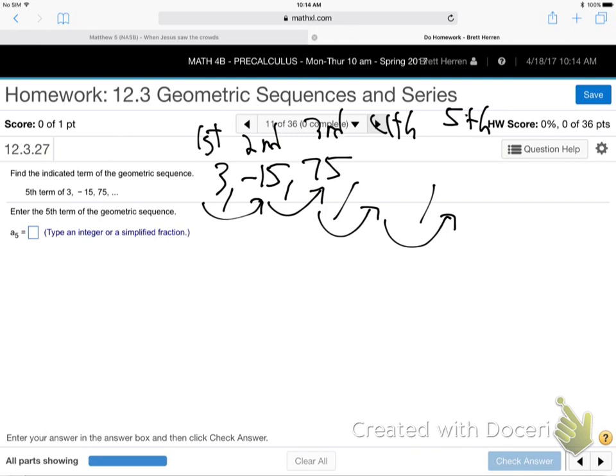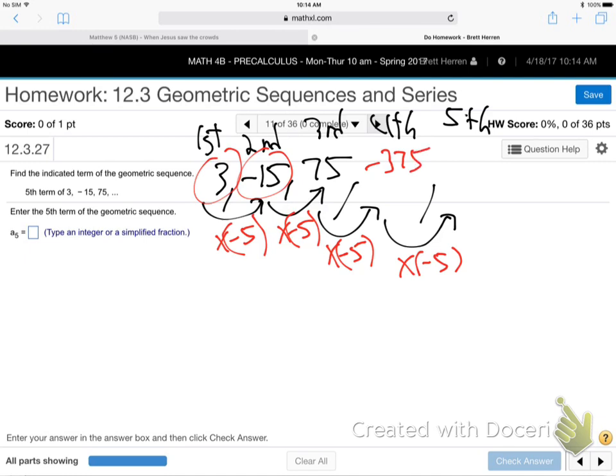So what's being done every time? How do you make 3 into minus 15? Times -5. Every time they're multiplying by -5, aren't they? So, is that 375? Is it minus 375? Did I do that right? Okay, and then the next one: 1875 positive. So there it is, the 5th term. We got it. Good enough? Just follow the pattern there.